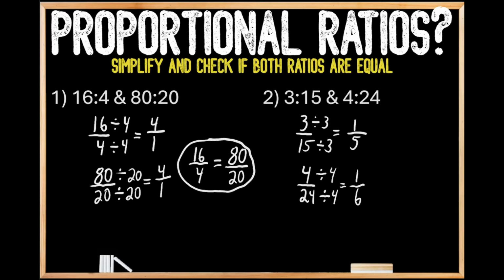And since these ratios are not equal, that means that these ratios do not form a proportion. They are not proportionate. So we can write this as 3:15 is not equal to, it does not form a proportion with 4:24.